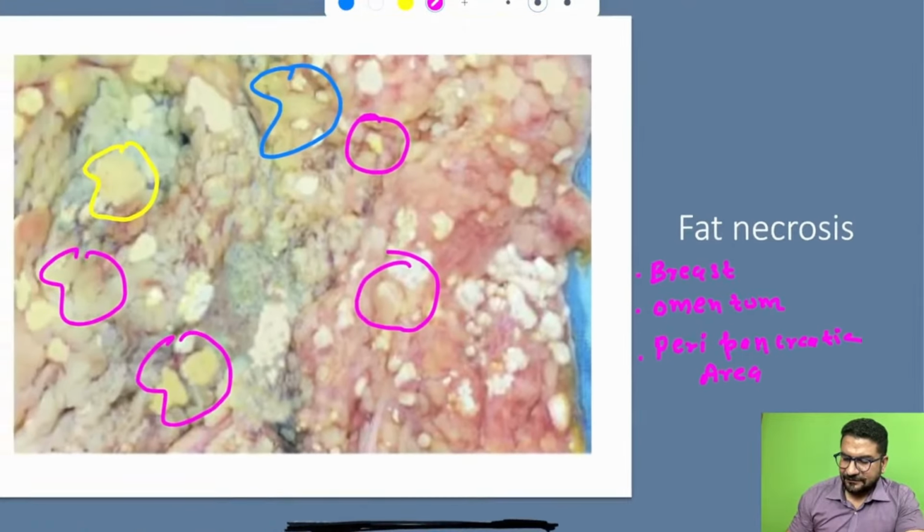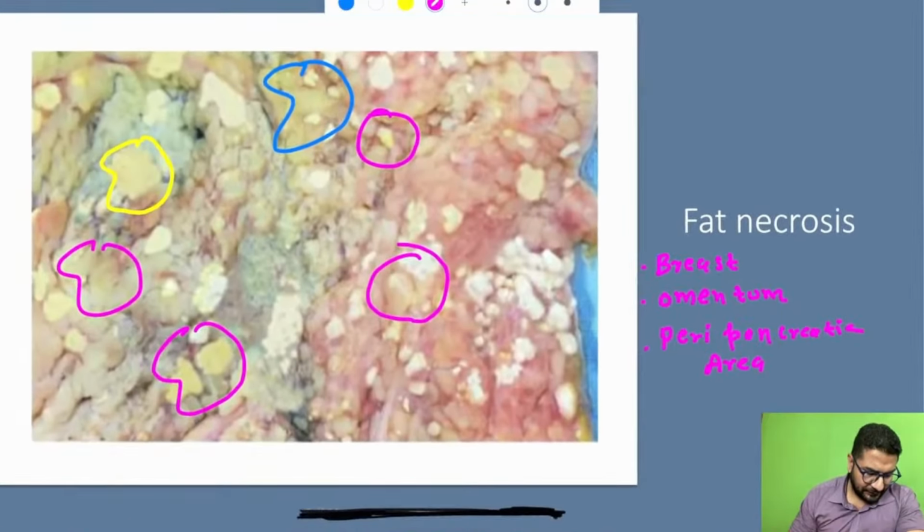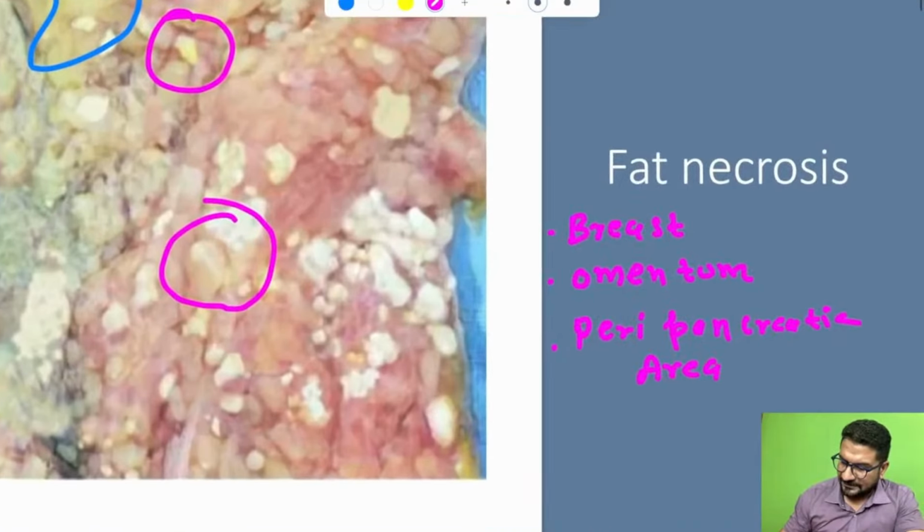And understand this thing, wherever we have a lot of fat, you will see fat necrosis. So what you have to remember, just remember this: breast and omentum, because these are the questions that they ask in exam.